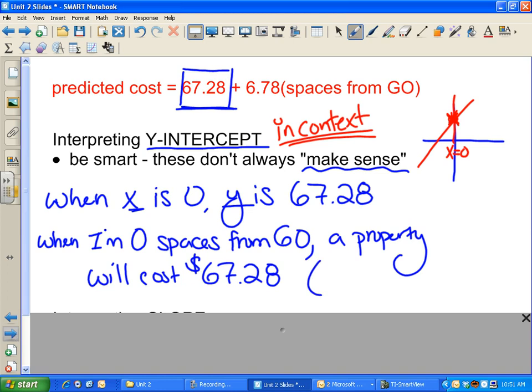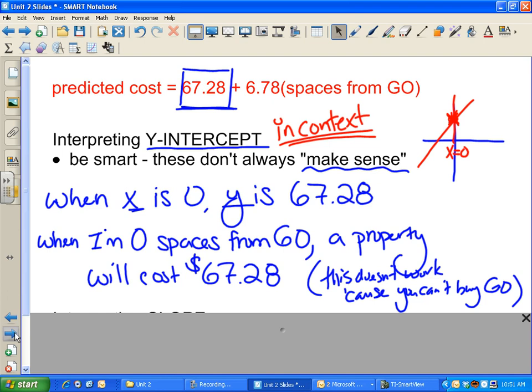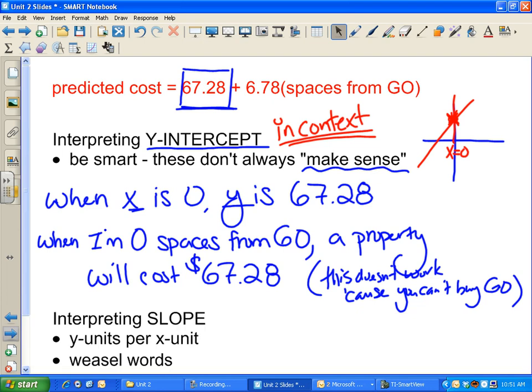It's okay if you want to say this doesn't work because you can't buy the go space. That's okay. You can acknowledge when the y-intercept doesn't make sense. The other thing you're going to be asked to explain is the slope. Slope is the number in front of your x variable.